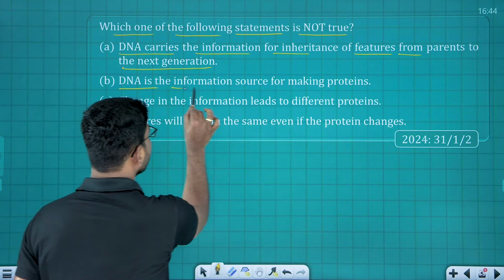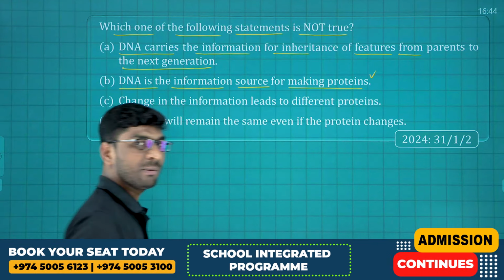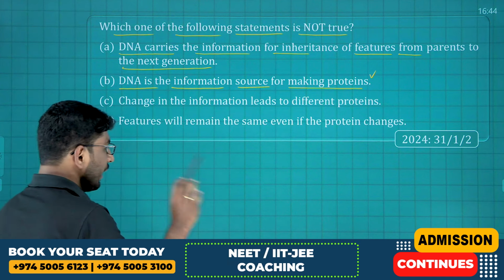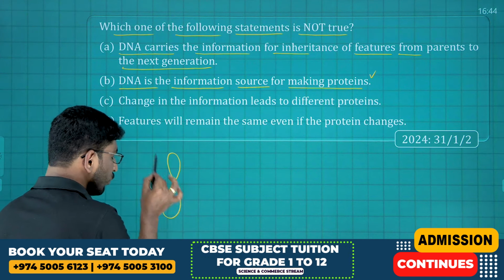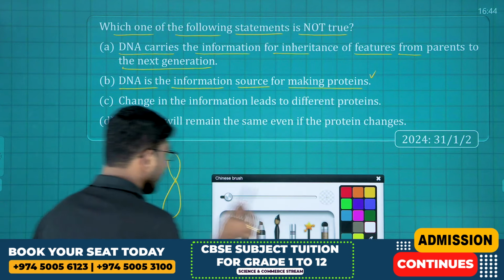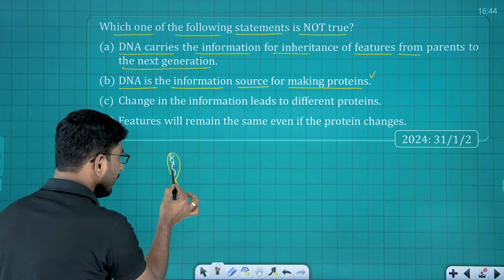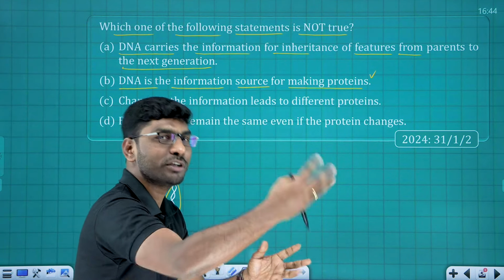Next, number 2. DNA is the information source for making protein. Absolutely correct. How does it do this? Careful, look at here. This is chromosome. We know chromosome is made up of what? DNA only. Look at it. This is the DNA, right? Now when DNA undergoes condensation to form chromatin and after that chromosome, right?